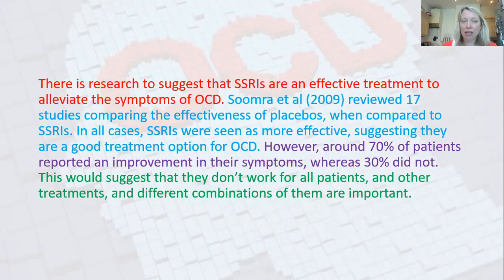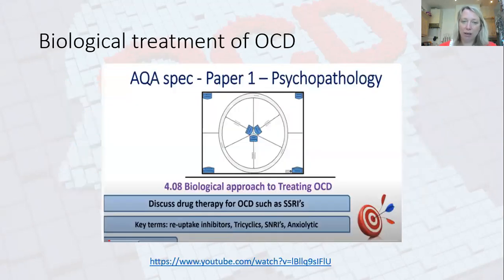So I've put, however, around 70% of patients reported an improvement in their symptoms, whereas 30% did not. This would suggest that they don't work for all patients and other treatments and different combinations of them are important. And I could even add another sentence on, couldn't I, that said, so this suggests to some extent SSRIs, or to a significant extent, they are an effective treatment, but not in all cases. Okay, so yours might have looked a little bit like that. You might have used a different point to back it up.